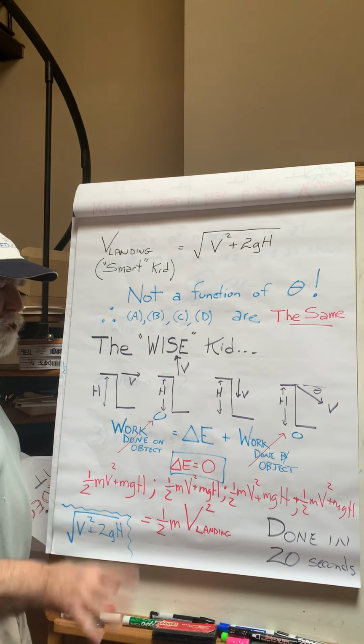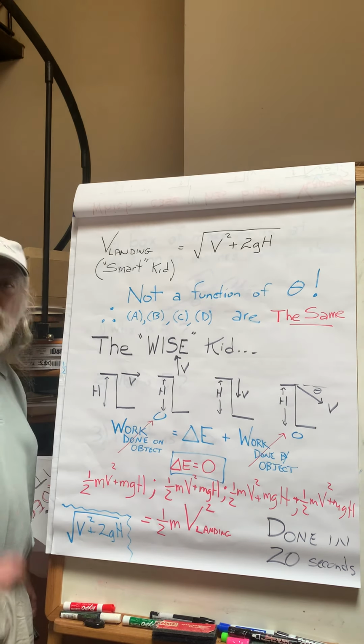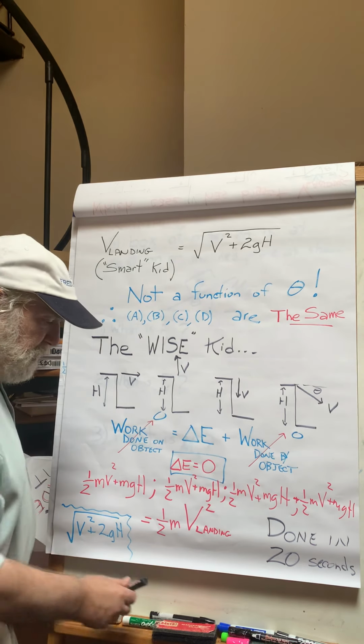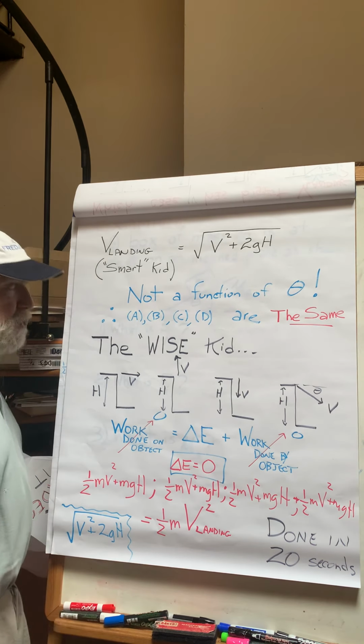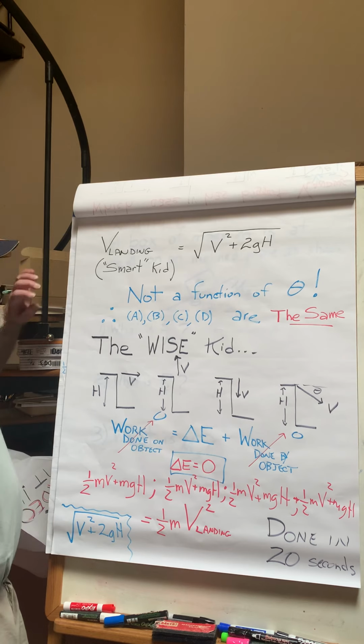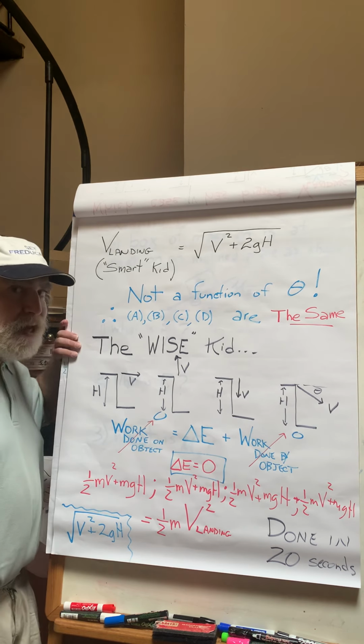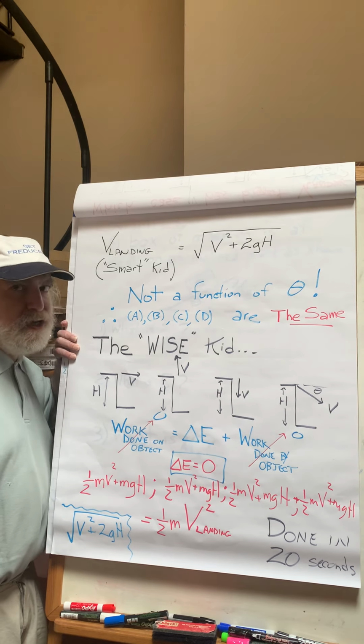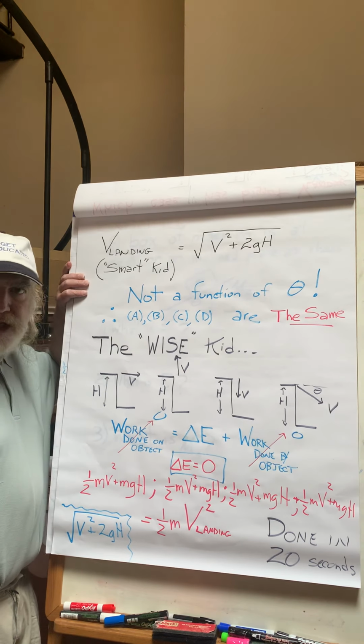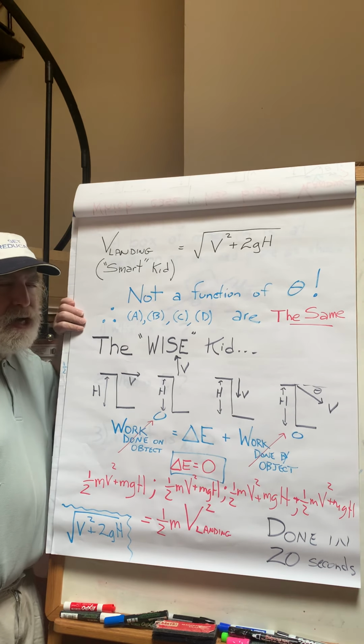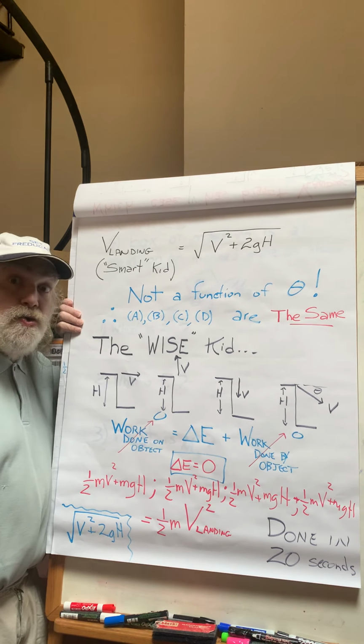So we just turned a 2-minute romp through the big four into a 20-second application of the work energy theorem, which is what the wise person does who studies. Smart kid wastes time, wise kid studies and knows what to do.